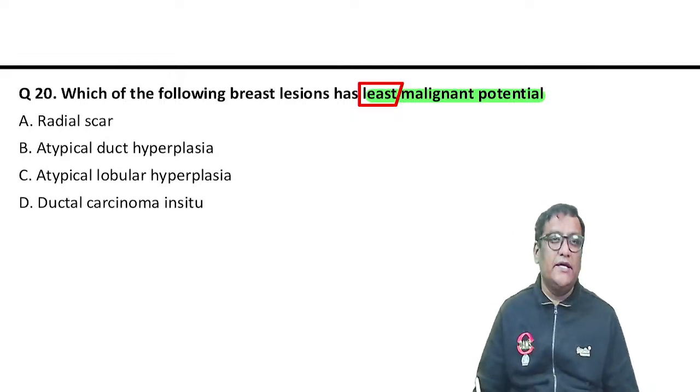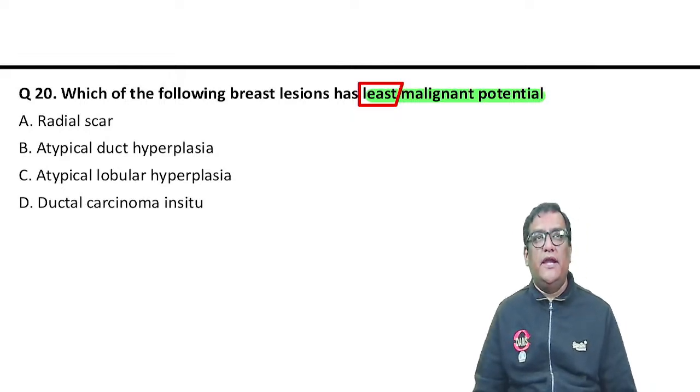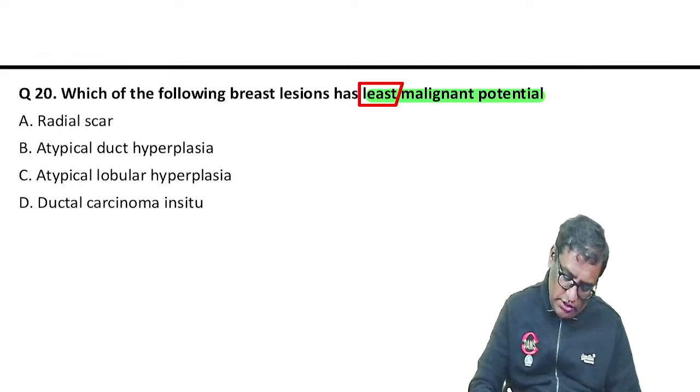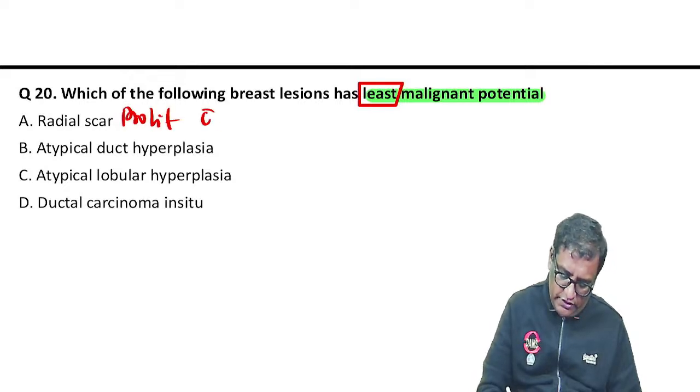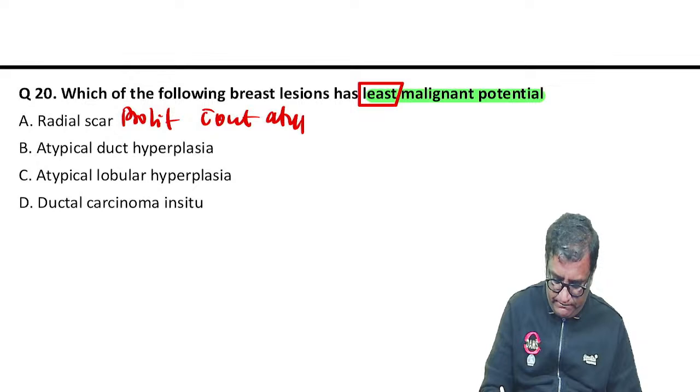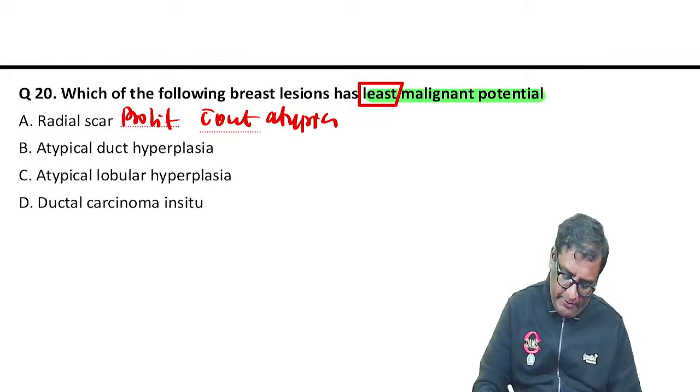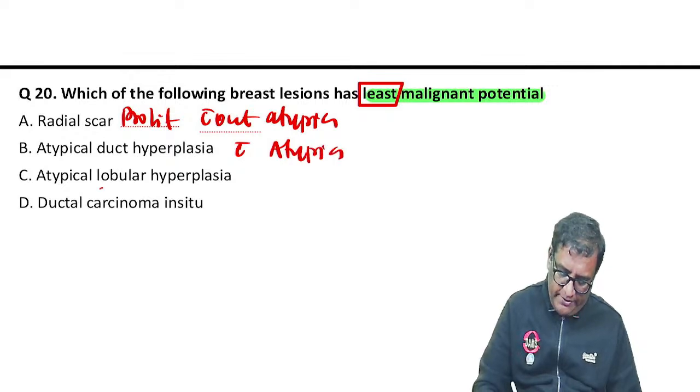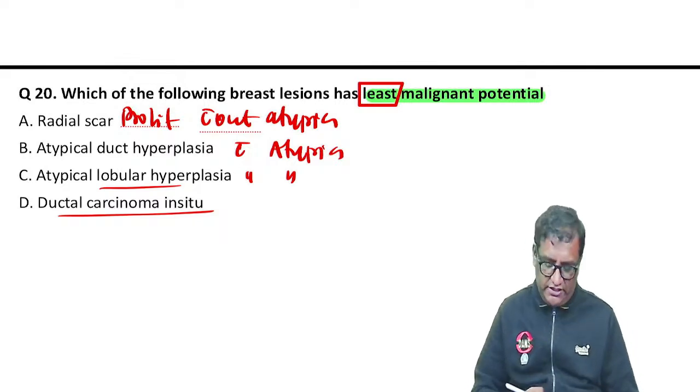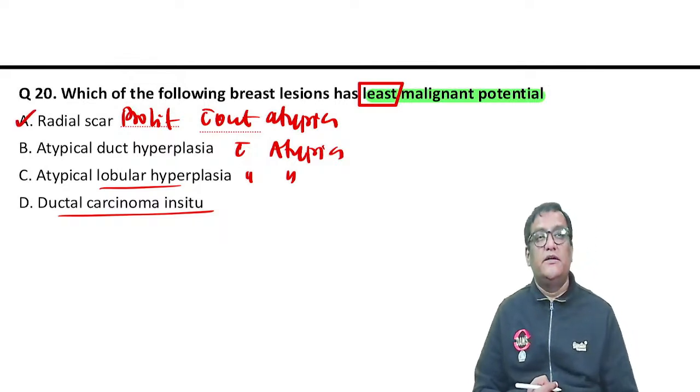Okay. Radial scar. What is radial scar? Radial scar comes under proliferative lesion without atypia. Atypical duct hyperplasia is with atypia. Atypical lobular hyperplasia is also with atypia. Ductal carcinoma in situ is already carcinoma in situ. So in this case, the answer is radial scar.